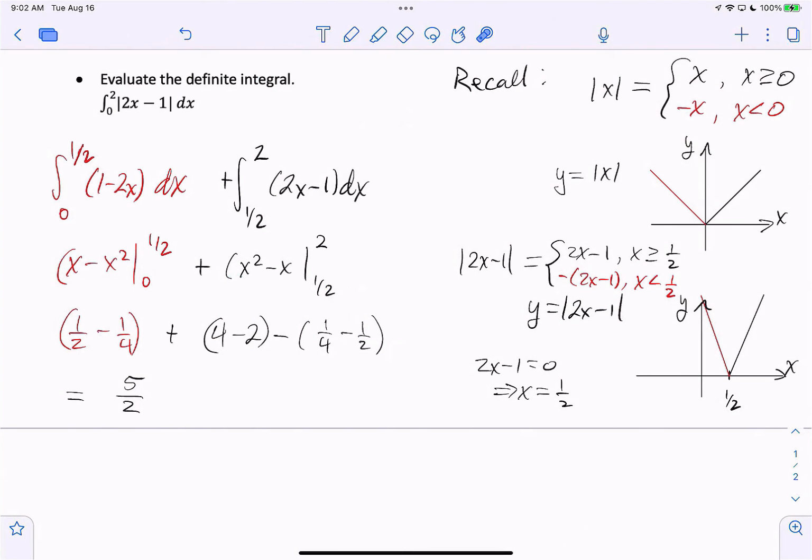Using the power rule for integration, 1 minus 2x integrates to x minus x squared. That's going to be evaluated from 0 to 1/2. And then 2x minus 1 integrates to x squared minus x, and that's going to be evaluated from 1/2 to 2. There's a temptation to try to collect like terms, or there's a 1/2 floating around. It'll never work because this answer here has an opposite sign to this answer here. So we always will have to do these separately. Ultimately, we get an answer of 5/2.